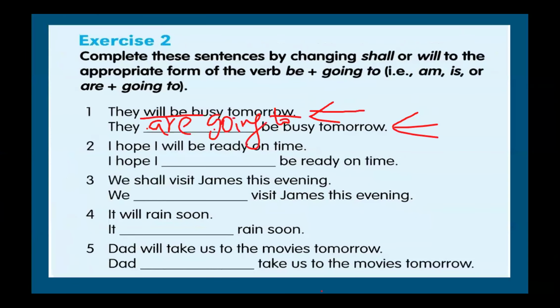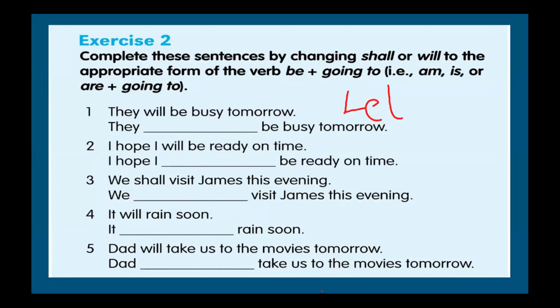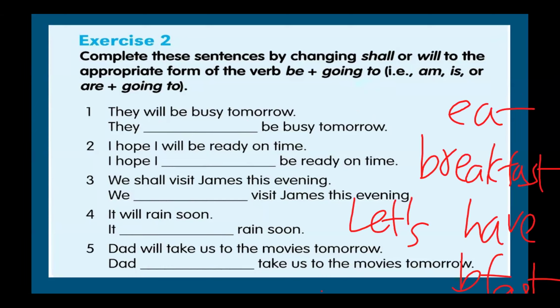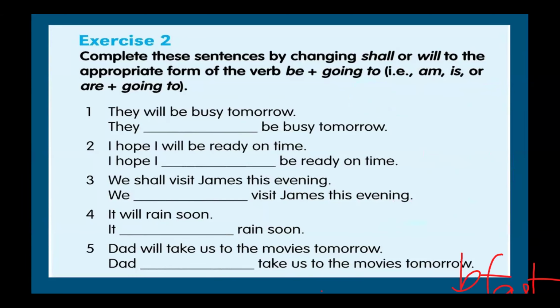For example, I can say it in two ways. I can say "let's eat breakfast" or "let's have breakfast." Does the meaning change? No, ma'am. It remains the same. दोनों का मतलब वही है, खाली verb change हो रहा. हाँ, have और eat change हो रहा. But the meaning remains the same.